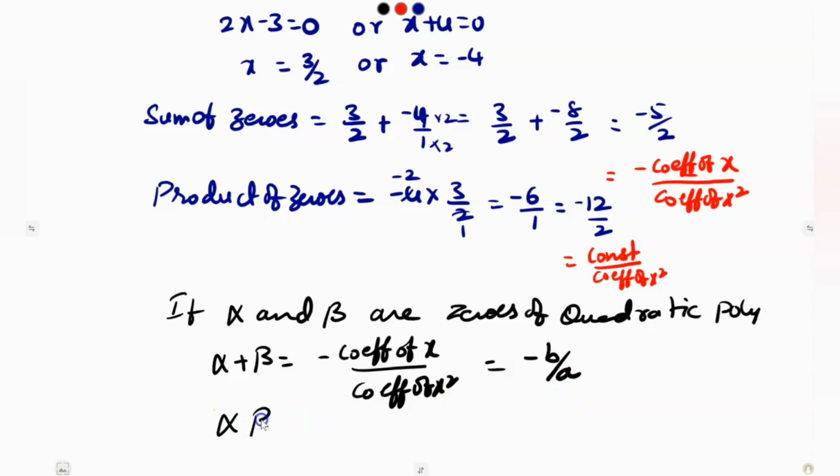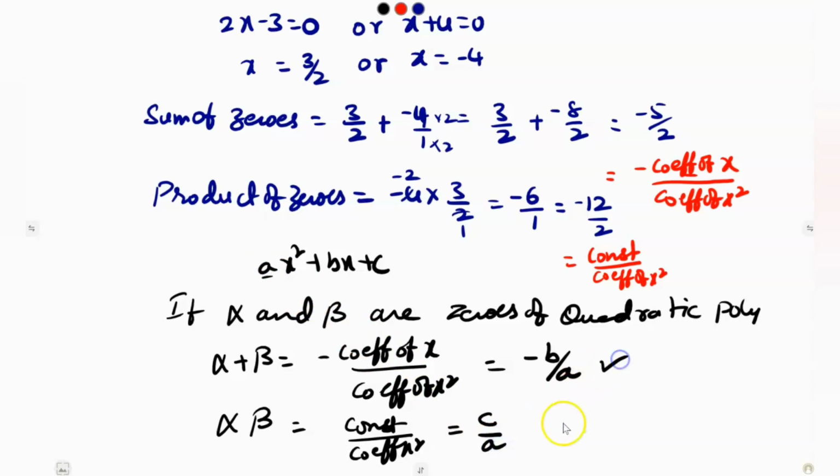And alpha into beta, the product of the roots, is nothing but, as we have seen, the constant term by the coefficient of x square. When you compare this with ax square plus bx plus c, the quadratic polynomial, you can understand that the constant is c and the coefficient of x square is a. Okay. So this is the common formula for finding the sum of the zeros or the product of the zeros. And this is the relationship between the coefficients and the zeros of this quadratic polynomial.